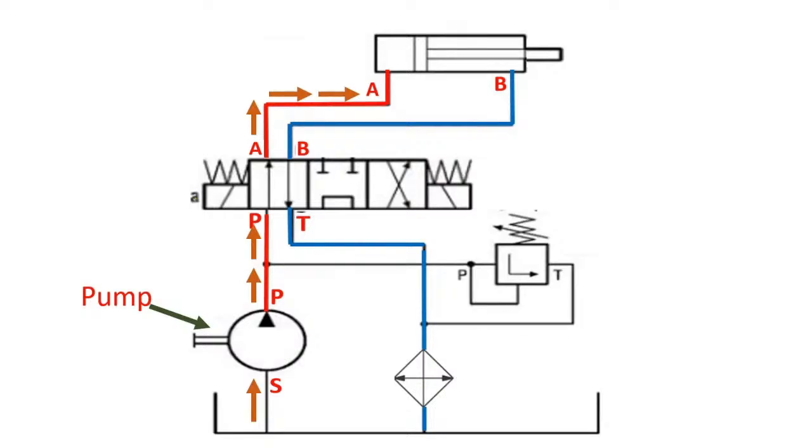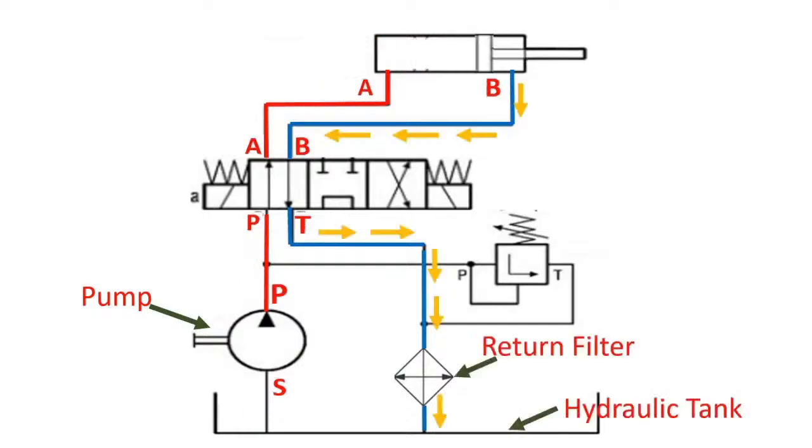When the solenoid 1 is activated by an electrical signal, the pressurized oil that is generated by a pump will pass through the normally open ports of the four three-way valve and will enter into port A of the cylinder, and the piston will move from left to right. And the oil on the piston side, port B, will automatically return to the oil tank via port B of the cylinder, through the directional valve, through the filter, and back to the oil tank.